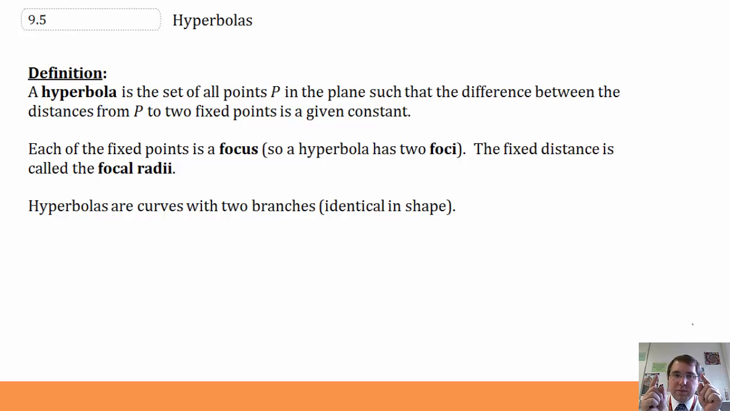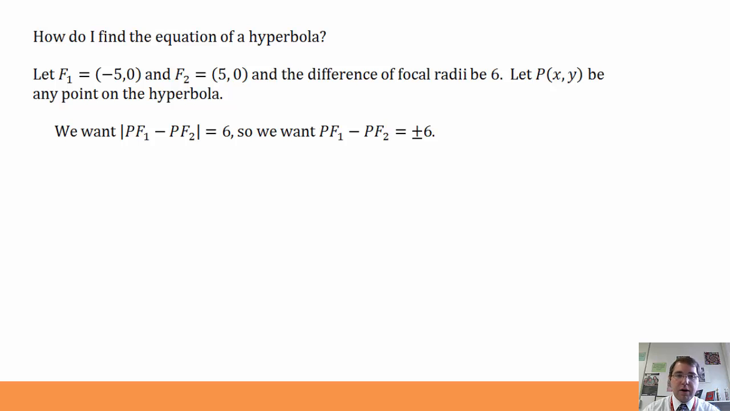So I'm going to take two fixed points. I'm going to take another point such that the difference between the two distances I form with my two fixed points is a constant. So I'll take the two distances and subtract them, and I want that to be the same number every time. Each of the fixed points is a focus. So a hyperbola has two foci, just like an ellipse. The fixed distance is called the focal radii. Hyperbolas are curves with two branches that are identical in shape. You'll get the sense of what I mean by that as we graph them later.